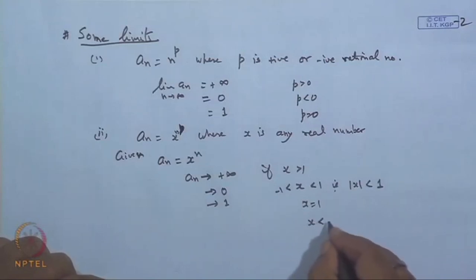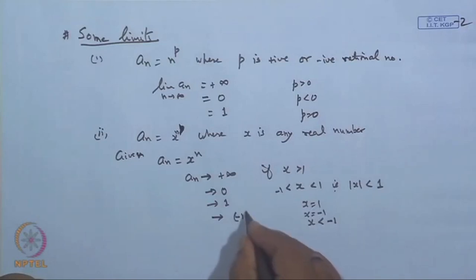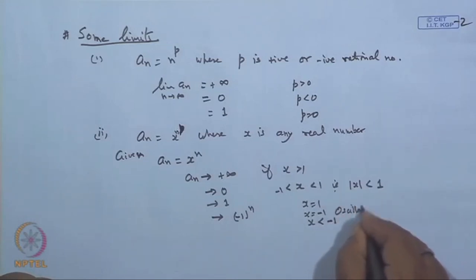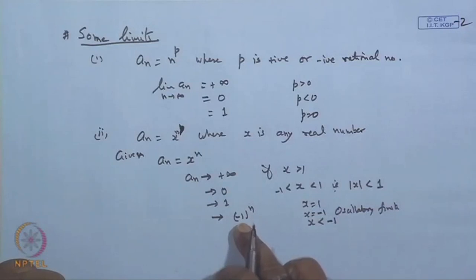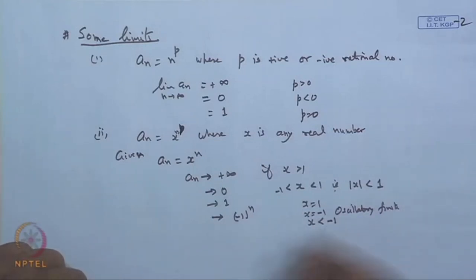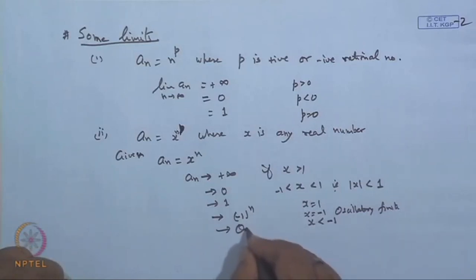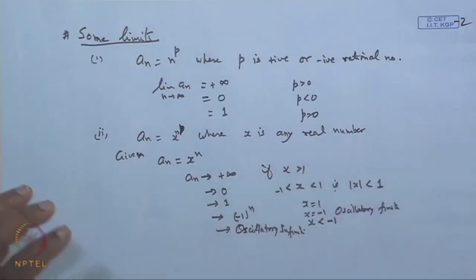What happens when x is strictly less than minus 1, or when x is equal to minus 1? When x is equal to minus 1, it is basically of the form (minus 1) to the power n. So this is an oscillatory finite sequence, because it will go to plus 1, minus 1 like this. The mod of a_n is bounded, but if x is strictly less than minus 1, then it is oscillatory infinite, is it not? It will go plus infinity, minus infinity. So we get this. Okay.